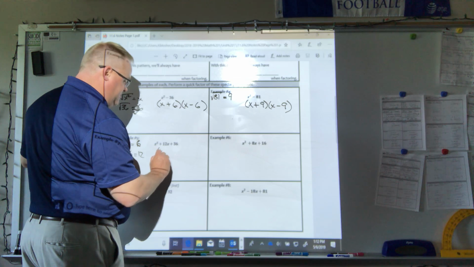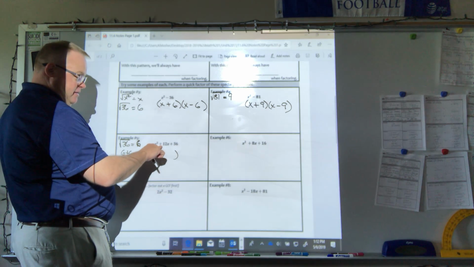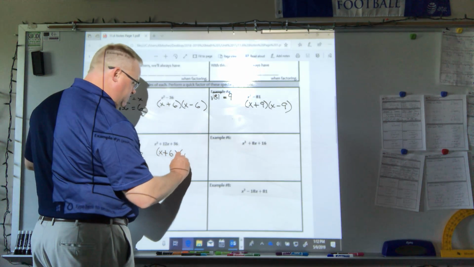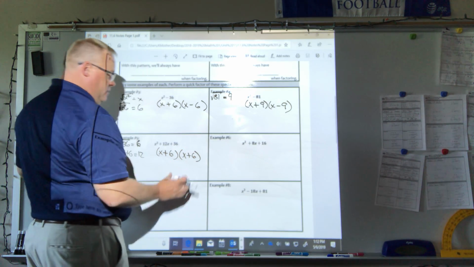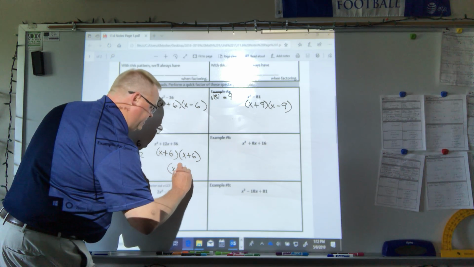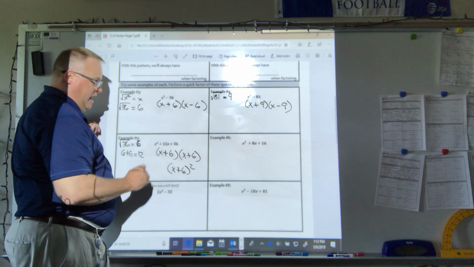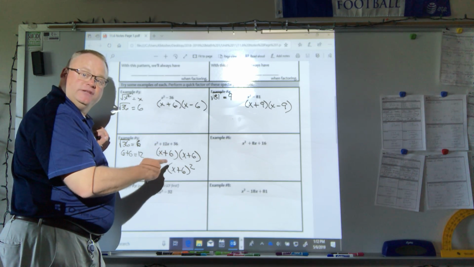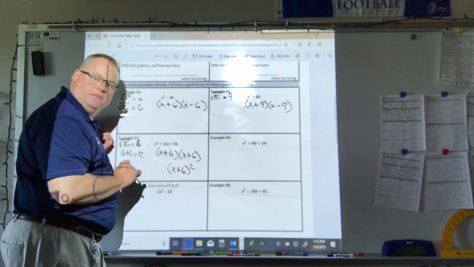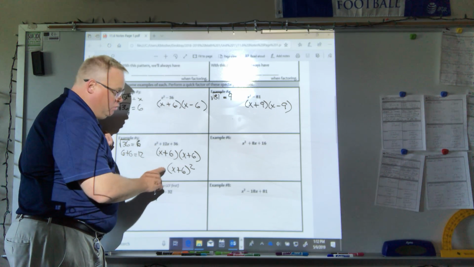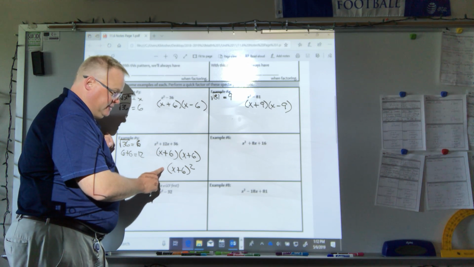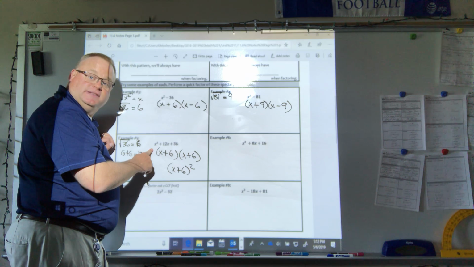So, same sign as my b term. Since it's positive, it's going to be x plus 6 times x plus 6. X plus 6 times x plus 6 can be reduced down to x plus 6 squared. I will take either one of these two answers. Does not matter. They're both the same thing. You will see this written on a test or a quiz like this. You better know that this means the same thing as this.